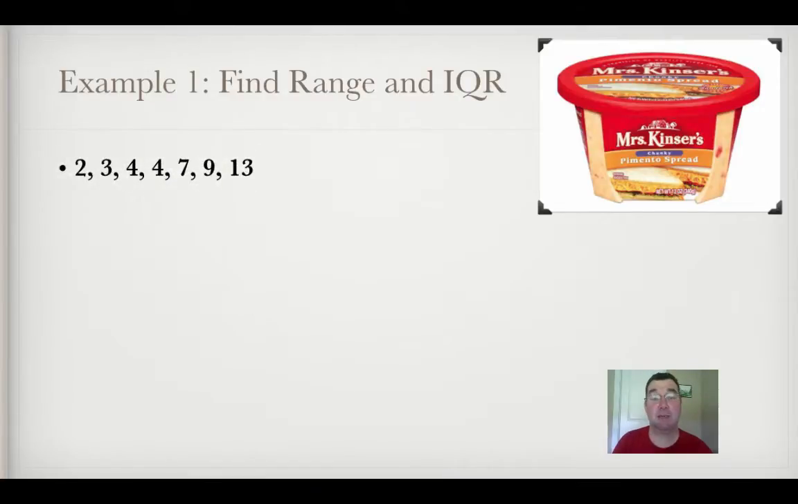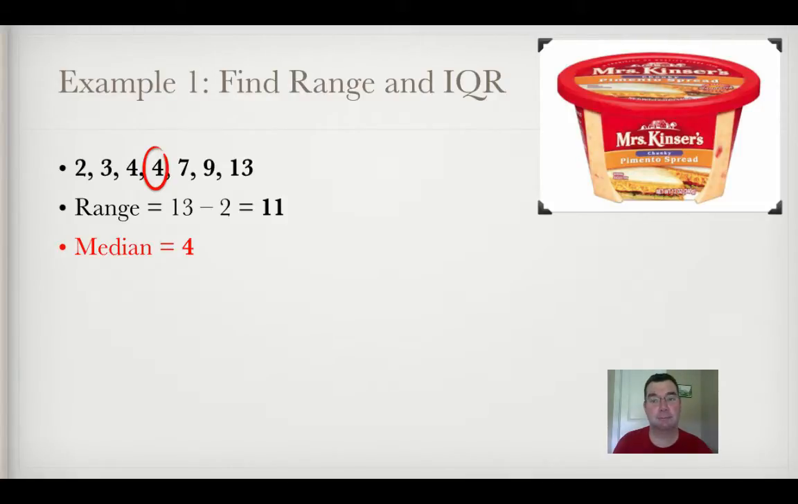Here is my list. It's a relatively short list, so there are 7 numbers in that list. The first thing I'm going to calculate is the range, and I just take the largest number and subtract the smallest number, and I get 11. And I know that the median is 4.